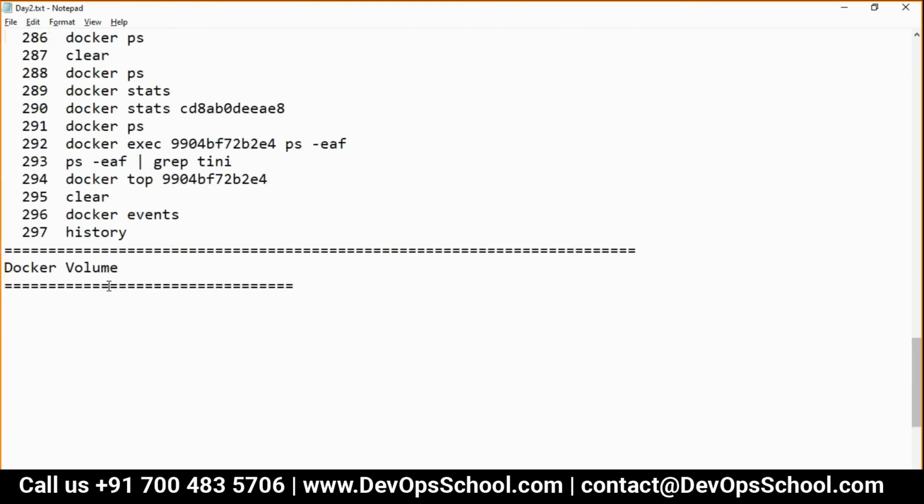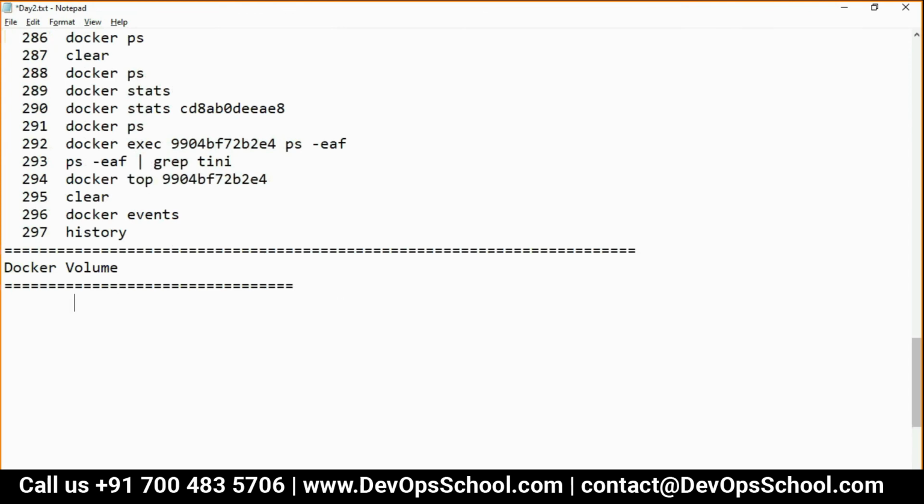Docker volume is a way in which you can have data persistency. Container is gone, data is not gone. But how it works, I'll show you in the demo now.